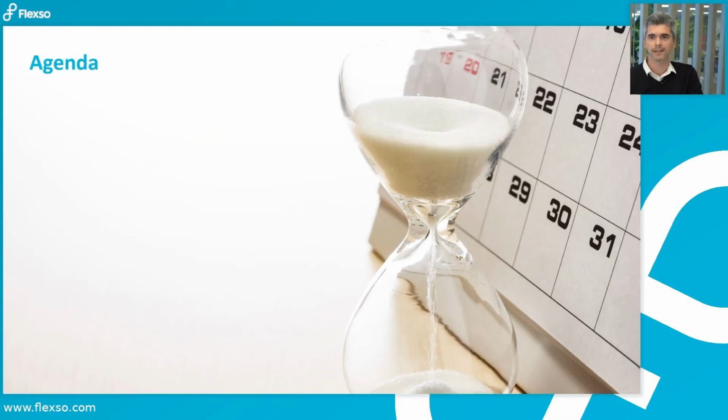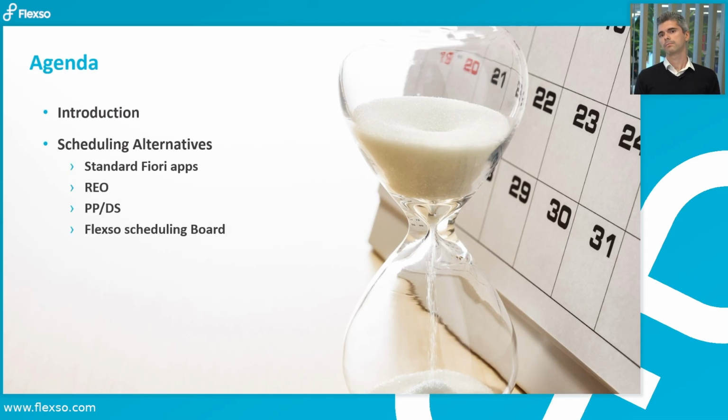All right. If we go through the agenda, we'll start with a short introduction first on compatibility packs. What is it? What does it entail? And what is the deadline there? Next, we'll look at some scheduling alternatives in S/4. So we'll talk about the standard Fiori applications that come with S/4HANA Private Cloud.